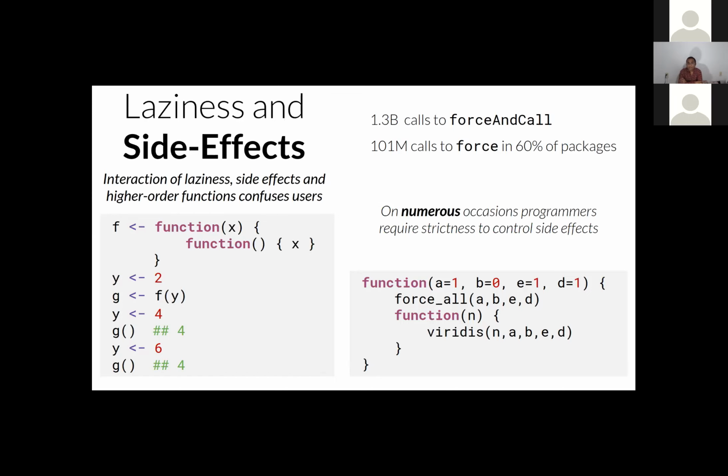And apart from that, in normal functions also, we observe that developers explicitly use the force function to predictably force the arguments to the function in a left to right order. Some programmers create their own variants of force functions, such as the force all function in this example on the bottom right. This is taken from a package called Viridis. Here the function takes 4 arguments A, B, C, D, and the package author calls force all on A, B, C, D to make sure they are evaluated in a left to right order before they are captured by the inner function. So what this suggests is that the semantics of laziness and side effects are confusing for the users and package authors, and they would prefer a predictable argument evaluation order.